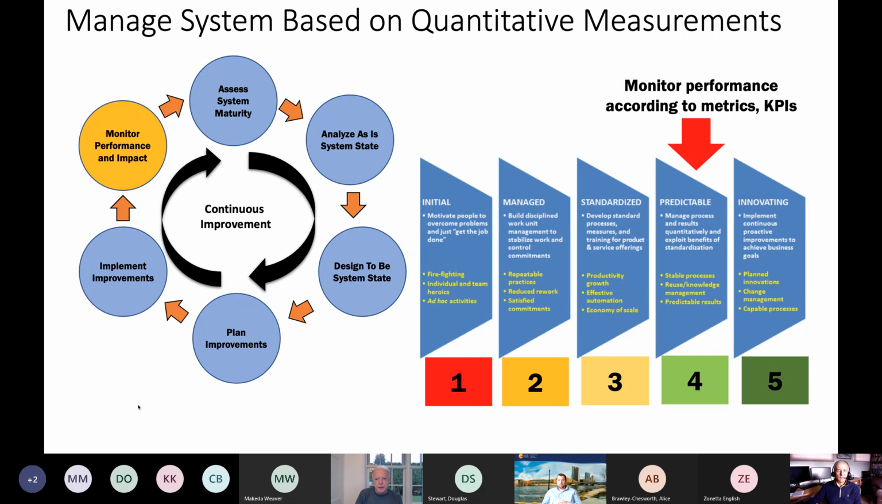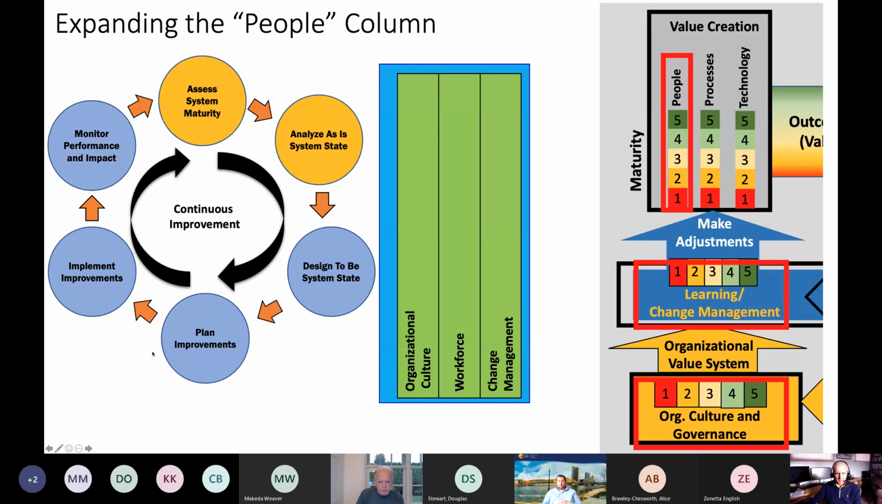And finally, the next step in the improvement methodology, and this is a revised one from what we used in UAIM, is that we added a component for monitoring performance and impact, which would then allow us to analyze where we are and monitor. And then if we need to make some changes, we would go through the same cycle again.